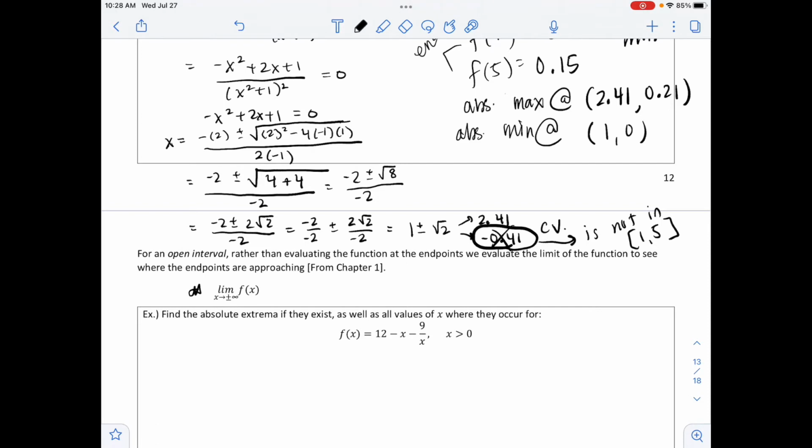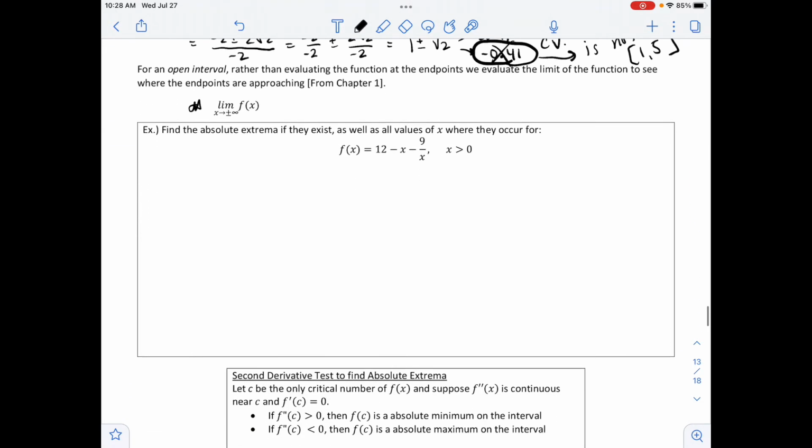So the example right below this says, find the absolute extrema, if they exist, as well as all values of x where they occur for f of x equals 12 minus x minus 9 over x, and it does tell us that x has to be greater than 0. So for this problem, I don't have a closed interval. So we do have an open interval, meaning this is going from 0 to infinity. And notice that it doesn't actually equal 0.